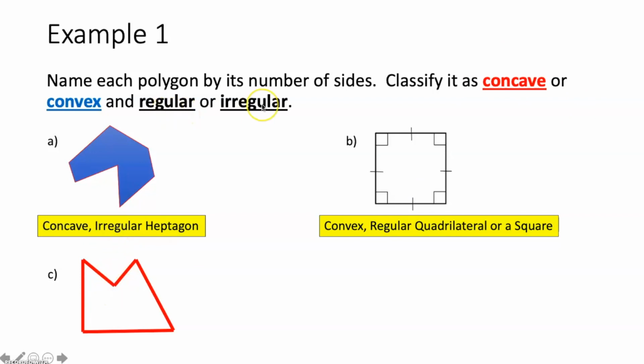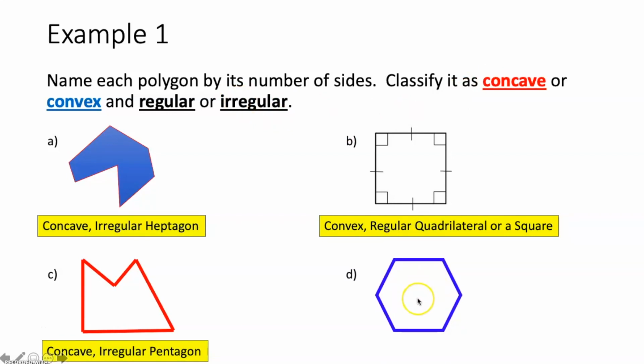And then is it regular or irregular? Well, again, regular just means it's equilateral and equiangular. All the sides are congruent and all the interior angles are congruent. Well, does it look like all the sides are congruent? There's nothing that says that, so no. Does it look like all the interior angles are congruent? No, it does not. We have a reflex angle, so obviously this is not a regular polygon. It's irregular. So this would be a concave, irregular pentagon.